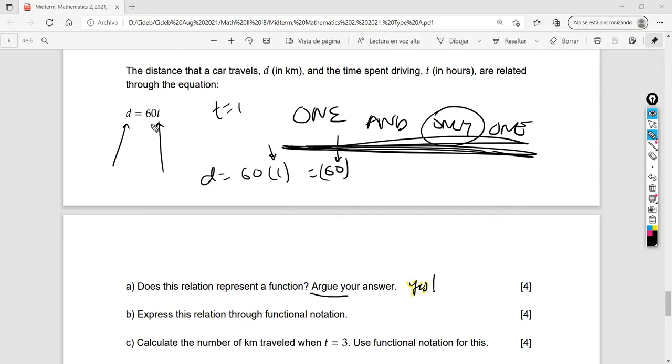And by the way, yes, I'm considering t as the independent variable, the one that we manipulate. I'm considering this as the input and this as the output. So that's it. It's impossible that one specific input can have two different outputs, such as 60 and 120 at the same time, not according to this equation. Maybe for some other equations, that's going to be the case, not for this one. Therefore, is this relation a function? Yes. Yes, it is.